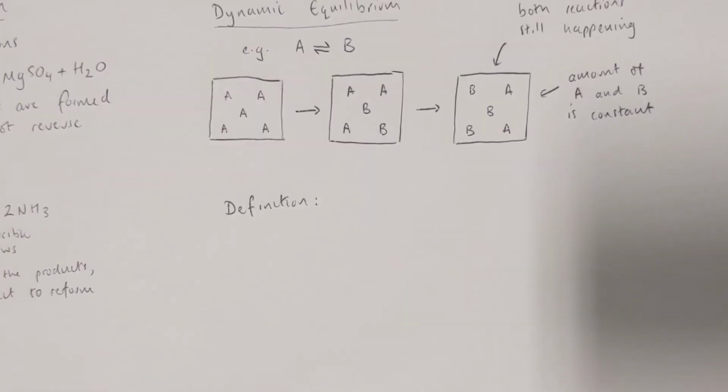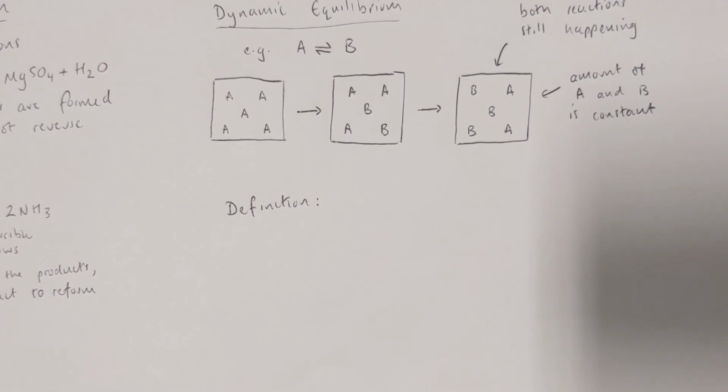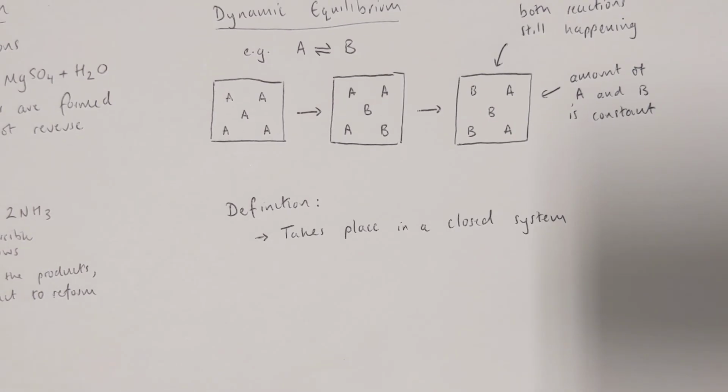All that leaves us with is a definition. You're meant to be able to explain to the examiner what is meant by the phrase dynamic equilibrium. There are 3 parts to this definition. It's quite a long one. The first bit is, it takes place in a closed system. That means a dynamic equilibrium doesn't really work well if stuff can escape. So it needs to be enclosed. Nothing can get in, nothing can get out.